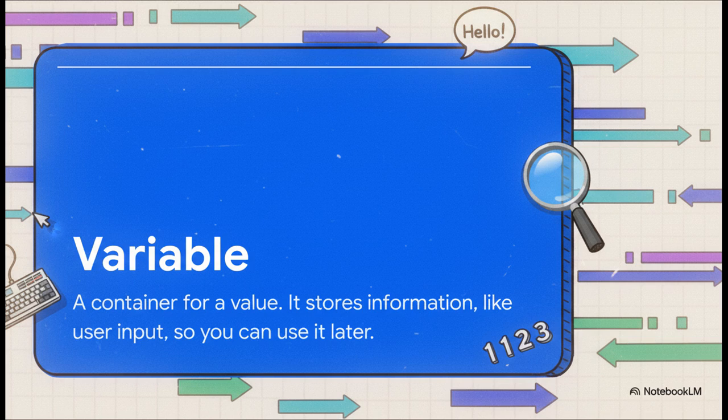So where does that information go? Well, it goes into something called a variable. Just think of a variable as a little box or a container. We've created a container, we've put a label on it called name, and we're sticking the user's response inside that box so we can grab it and use it again later.